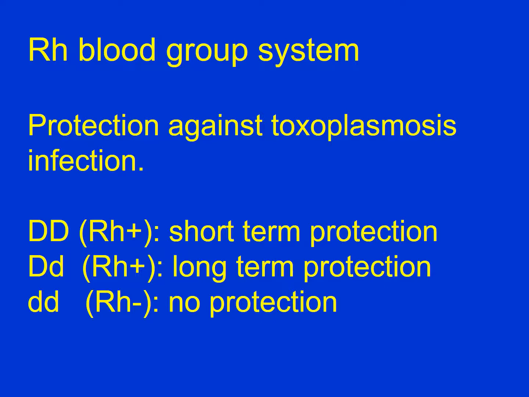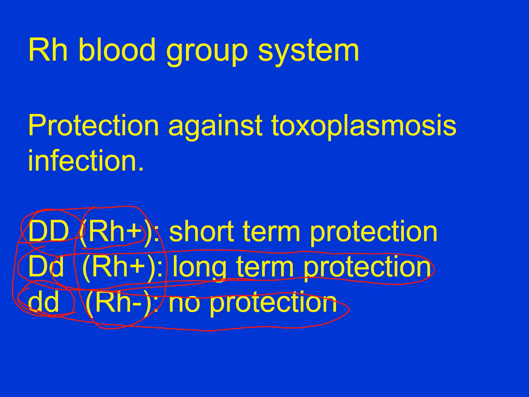But we also have a case here of interaction between this Rh factor and the D locus. So here, if we have this genotype, we're Rh positive, we get short-term protection against this parasite that causes toxoplasmosis. If you're Rh negative with this genotype, we have no protection. If you're Rh positive with a heterozygous individual, well, we have long-term protection. You're basically pretty much immune to toxoplasmosis. So again, the heterozygous in this case has the clear advantage.